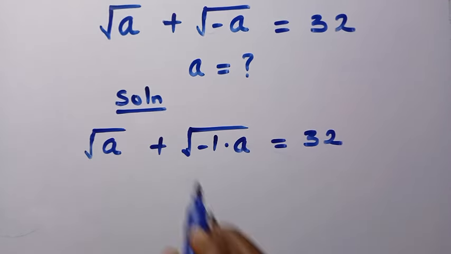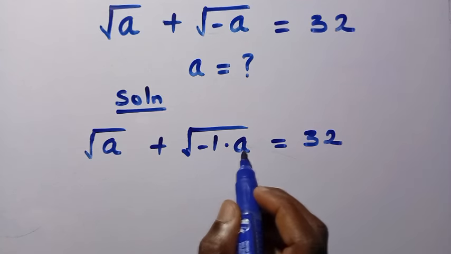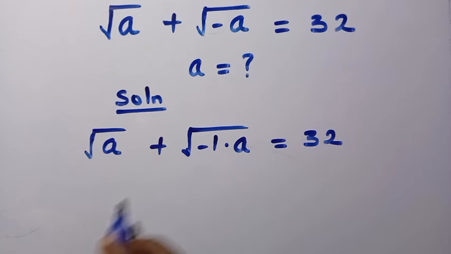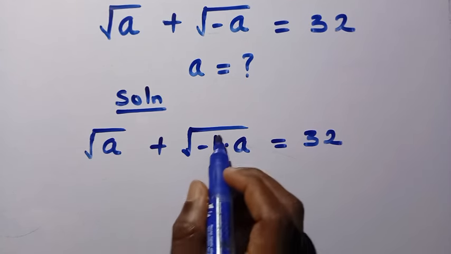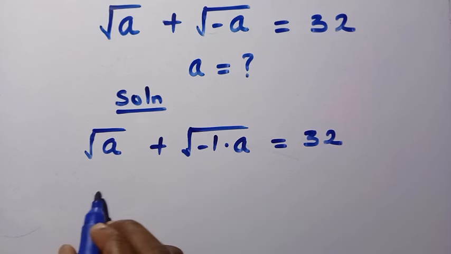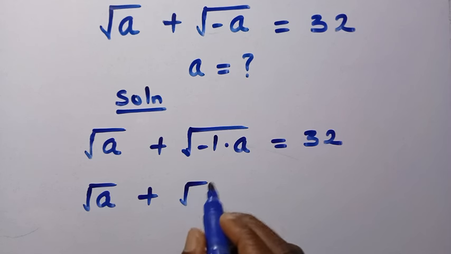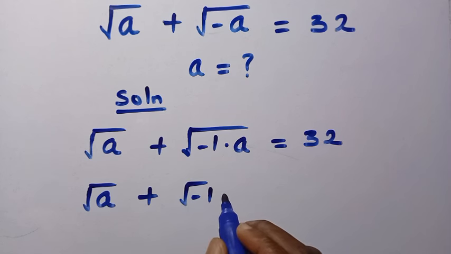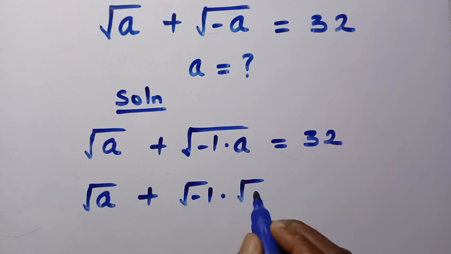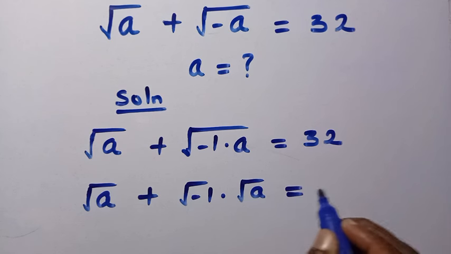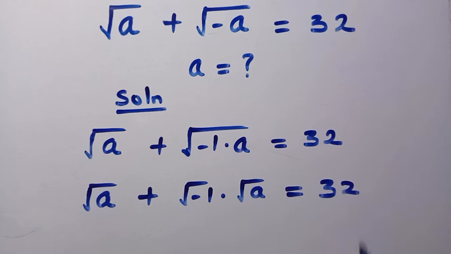Then let's separate this minus 1 and a from this root. So both of them will be sharing this root, as we have root a plus, here becomes root minus 1 multiplied by root a equals 32.